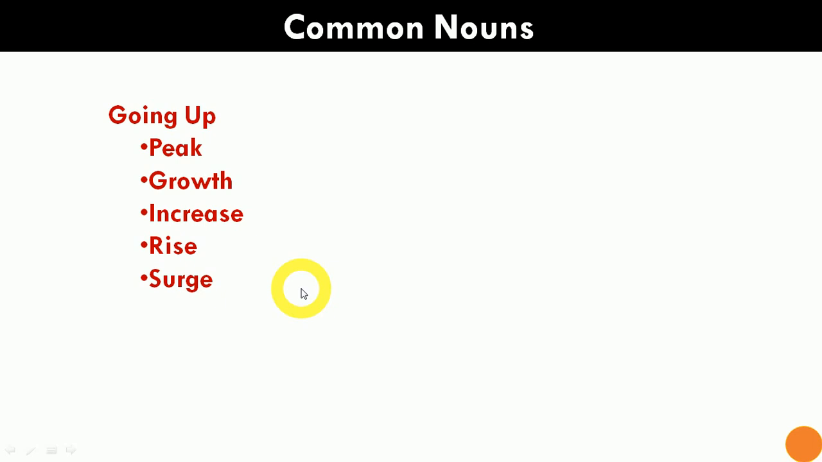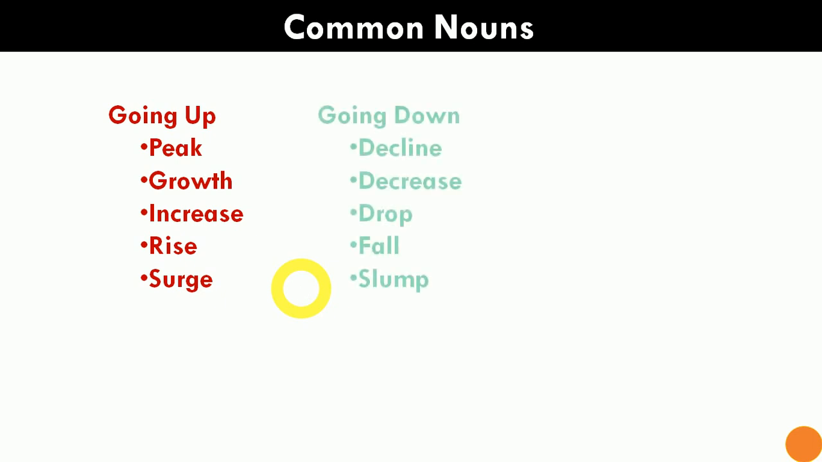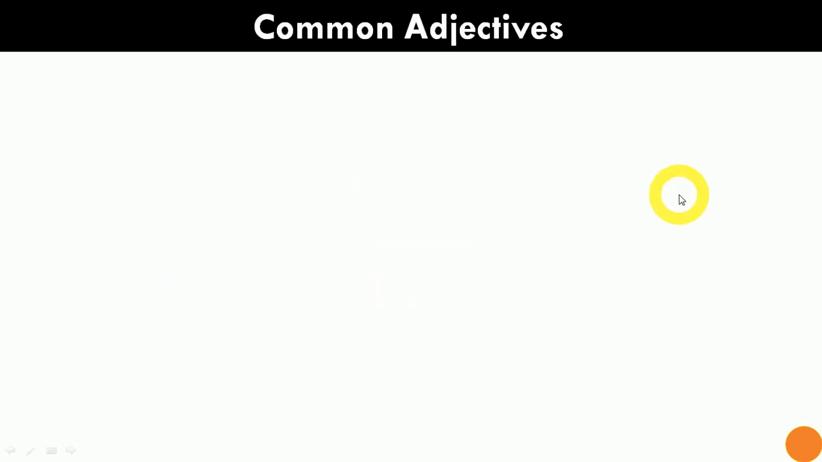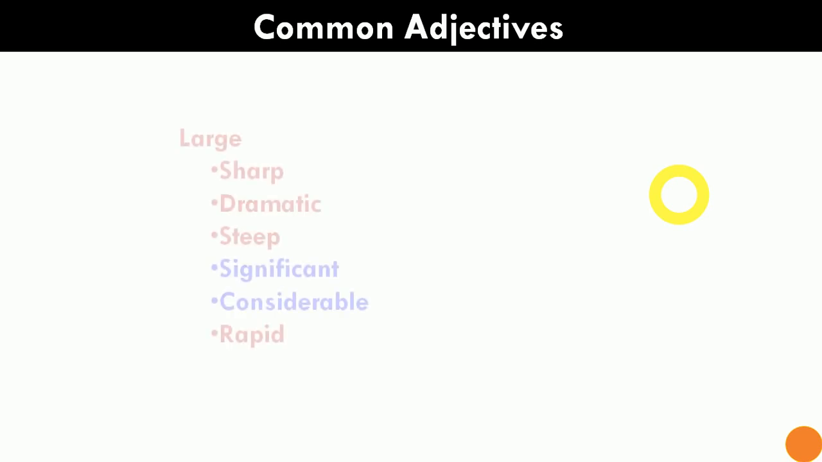If the numbers are decreasing, if you see the difference is decreasing, then we have these nouns: decline, decrease, drop, fall and slump. And if you see that data is going up and down, variation is there, so we have two nouns: variation and fluctuation. In the same way we have a list of common adjectives.